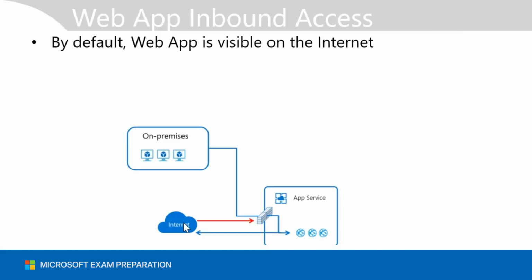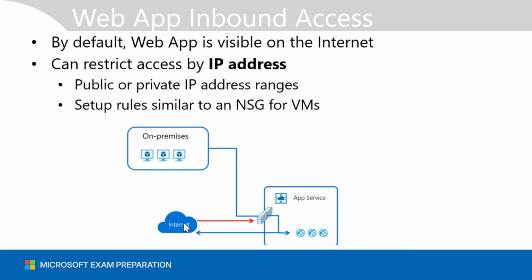So you can restrict access inbound by IP address if you'd like. By default, it's visible on the intranet, but if you want to specify one or more IP addresses that can access your web app, you can do that. And so that could be used maybe if you have some code running on-prem or clients running on-prem that you want to access the app service, and you know the public IP address of your corporate firewall, then you could restrict access that way.